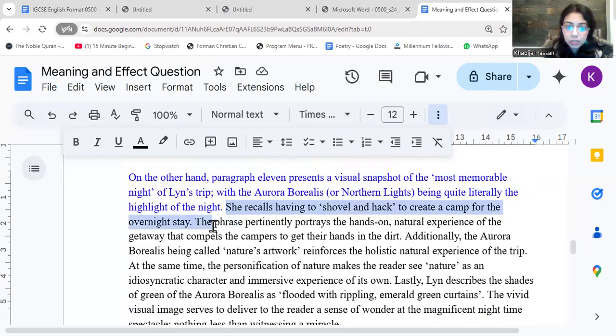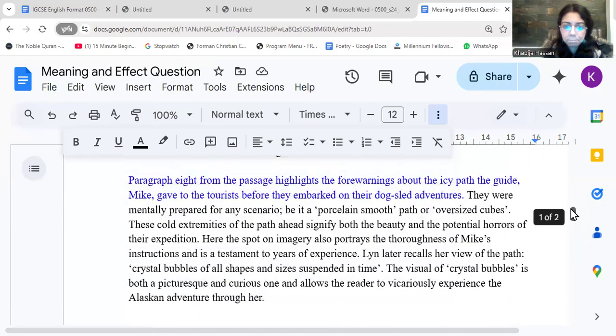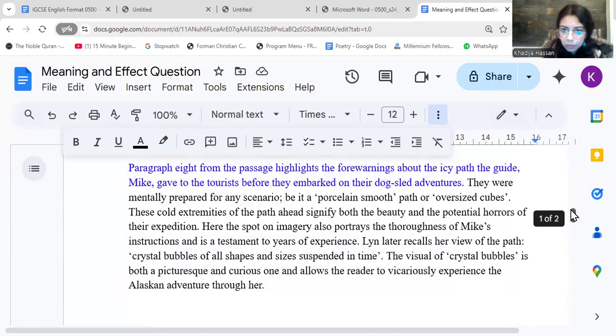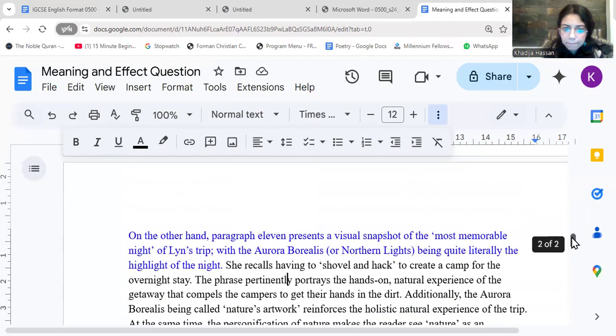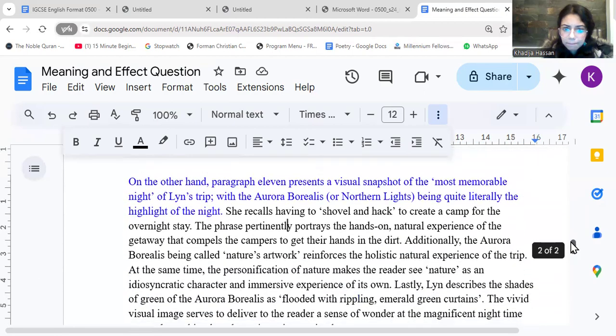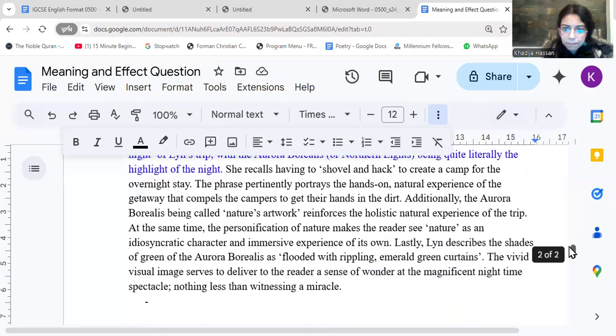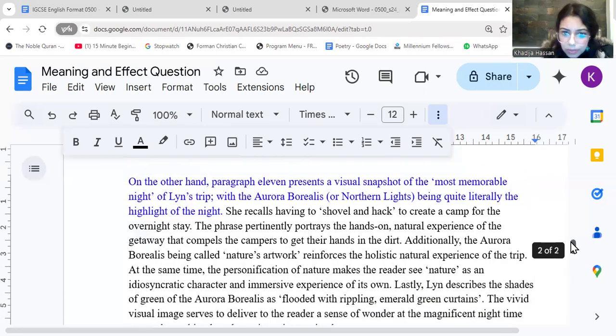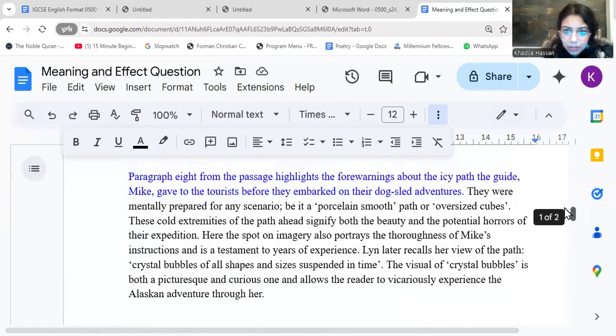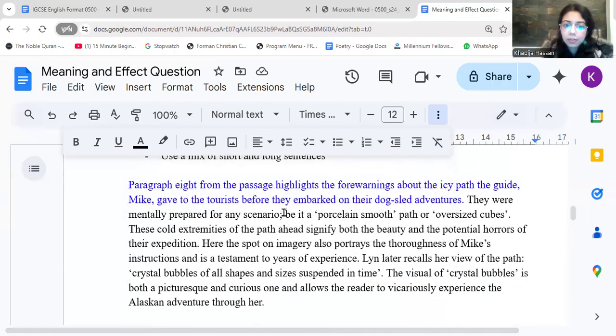So this is a short sentence. She recalls having to shovel and hack to create a camp for the overnight stay. Not super short, but shorter compared to the others. I do recall using a semicolon somewhere as well. I'm pretty sure I use a semicolon in the first paragraph somewhere. Right, here it is. They were mentally prepared for any scenario. Be it this or that.